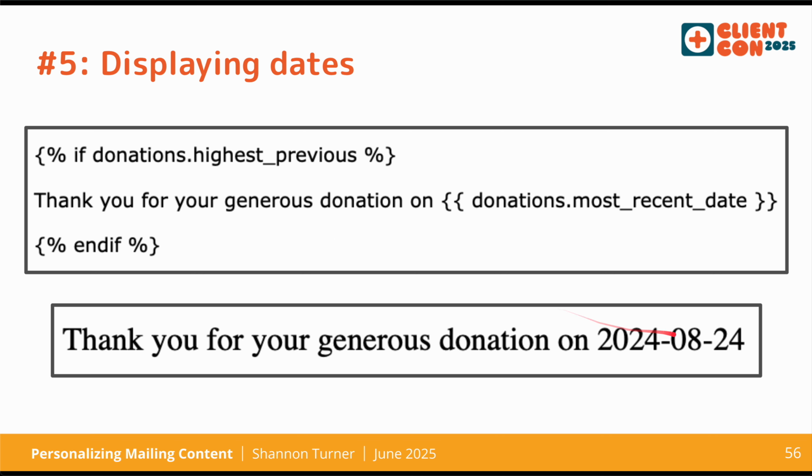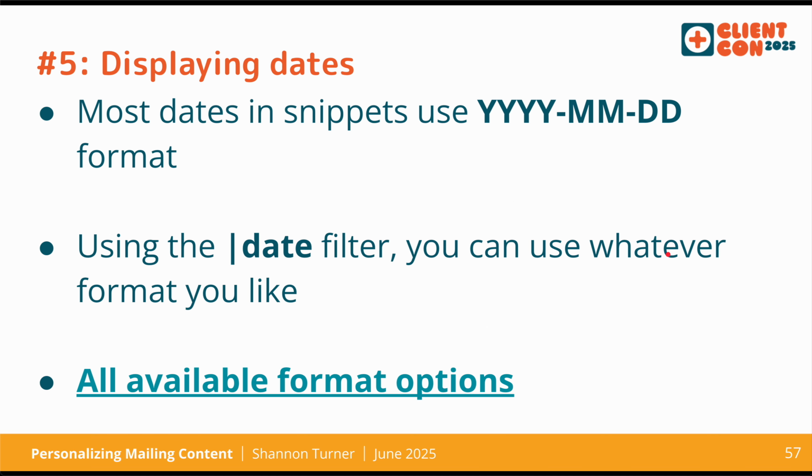So when we preview, it shows the format year, month, date. And while I personally love this format, I think it's really unambiguous and looks really nice, I suppose it's not for everybody. So let's take a look at how we can change it. By default, most dates in the snippets will give you this format. But using the date filter, you can use whatever format that you like. And I'm going to include the link here in the description so you can get all of that.